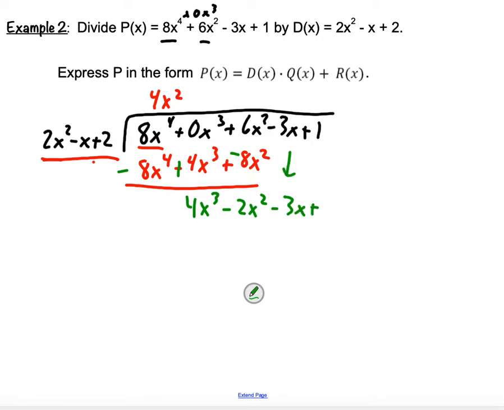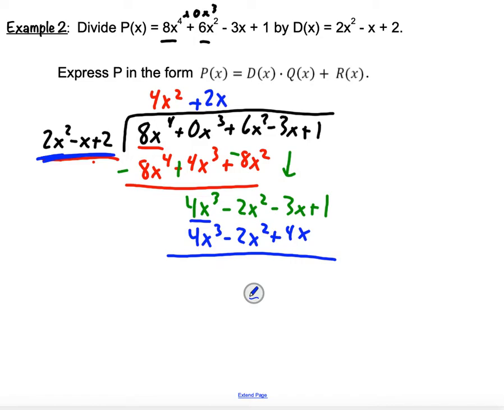All right, so now we have to think 2x squared times what there is a 4x to the third there. So that would be a 2x. Take the 2x and distribute it through the 2x squared minus x plus 2. So once you have that, change your signs and add them together.